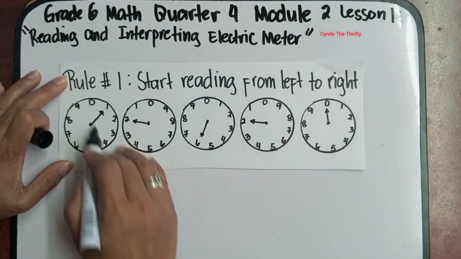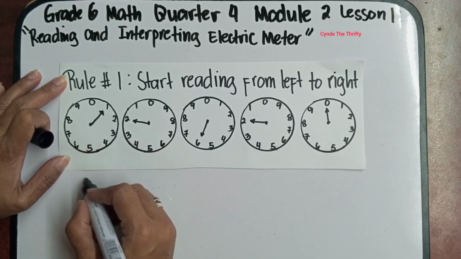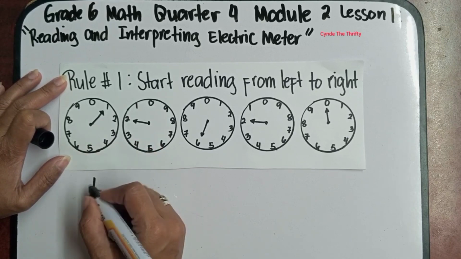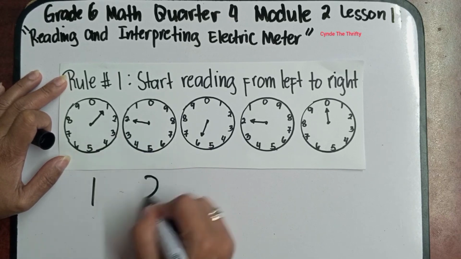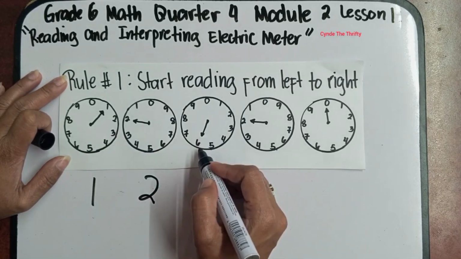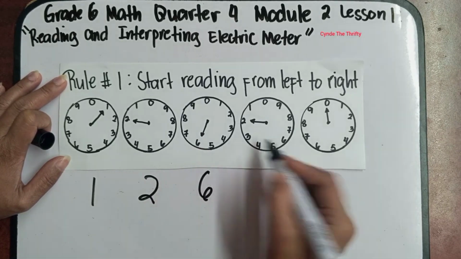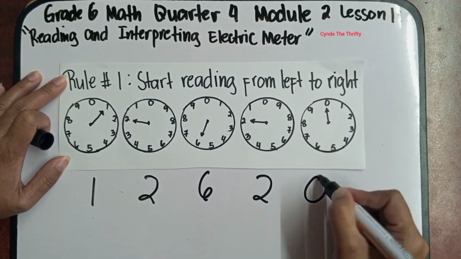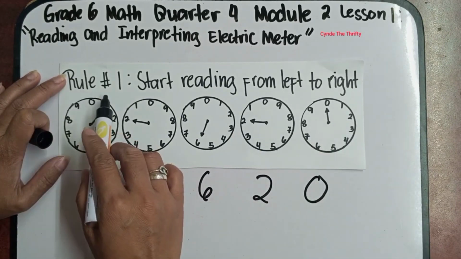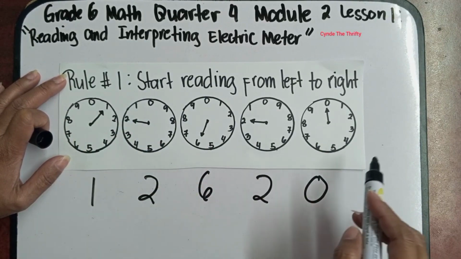Ang first dial natin is saan siya nakaturo? Sa 1. So, ang first dial natin is nasa 1, ang second dial is nasa 2. And ang third dial or dial C is nasa 6. Ang next is nasa 2. And then ang last is nasa 0. So ganyan pagbasa. This is our rule number 1. Dapat unahin mo ang left papunta sa right.